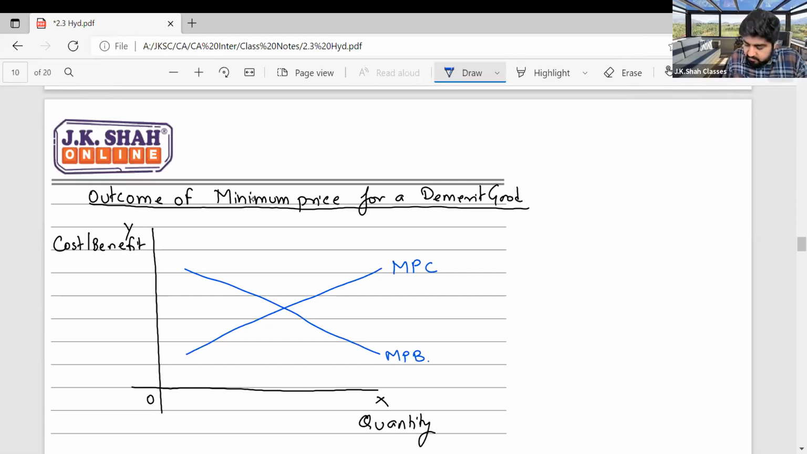Now, what if I tell you this MPC is equal to MSC? I'm sure you will not be convinced. Sir, this is a demerit good, sir. In case of demerit good, social cost will be greater than private cost, no? Yeah.